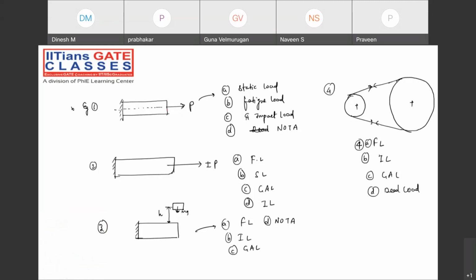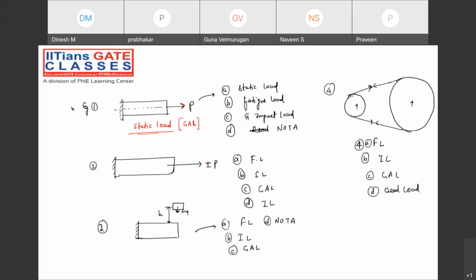First one, it's a static load, first of all. Why is it a static load? See, the load is not varying with respect to time. Even the direction is not changing. It is just applied in the positive X direction. That's it. And simply we say it's a gradually applied load. Right?